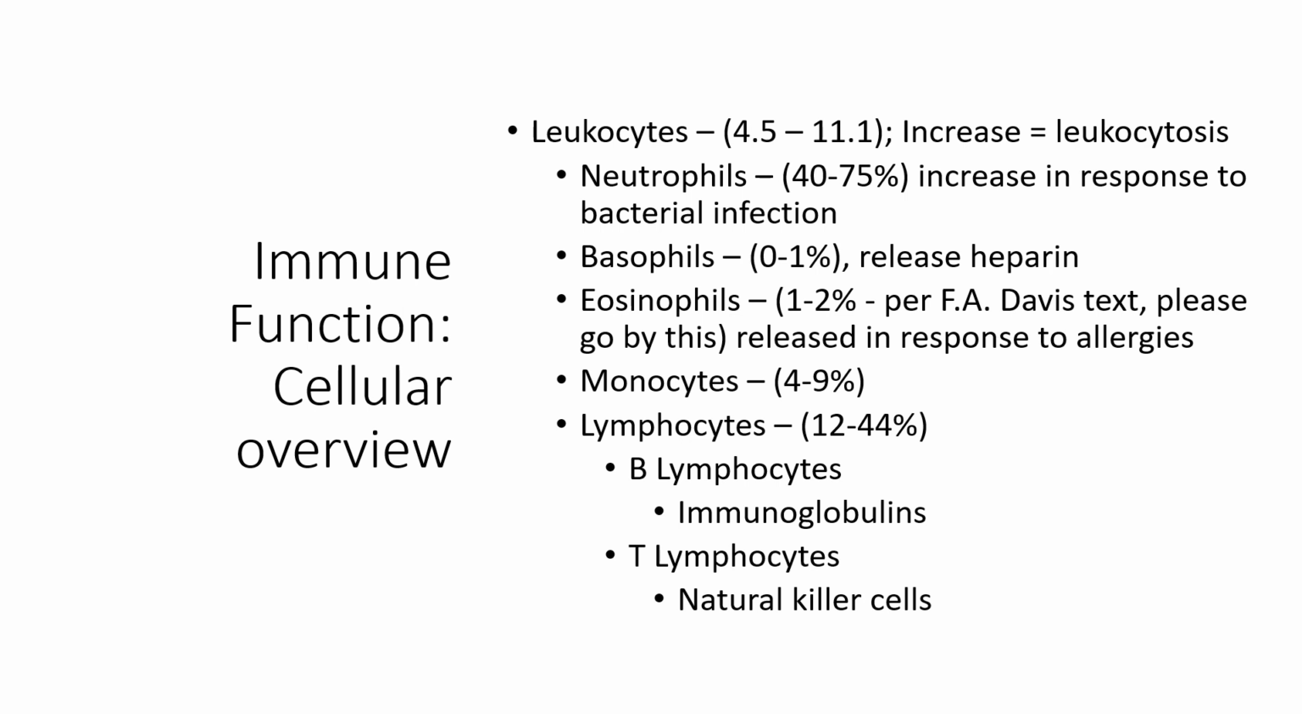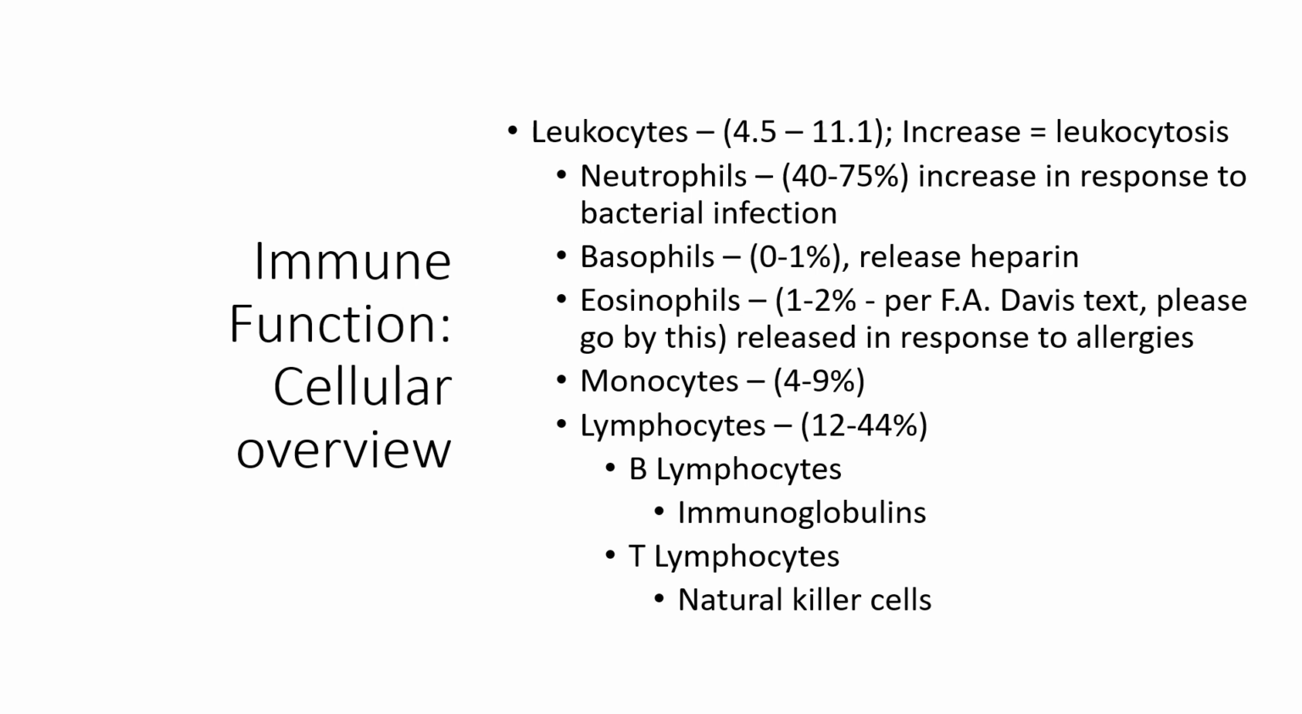Then we have monocytes, and they are 4 to 9% of our leukocytes. And then we have our lymphocytes. So we have 12 to 44%, and these break into 2 components. So they're active in both humoral and cell-mediated immune responses, and they're formed in the bone marrow. They're found in the lymph nodes, spleen, the thymus, and they enter the bloodstream through the lymphatic system.